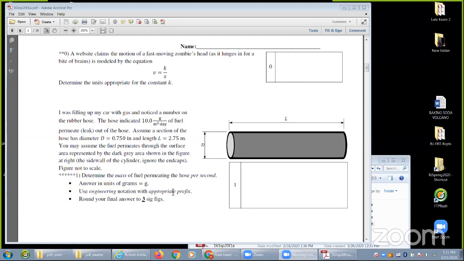Okay, I'm going to bring up a new question now. Get this one here. Looking at question 1.